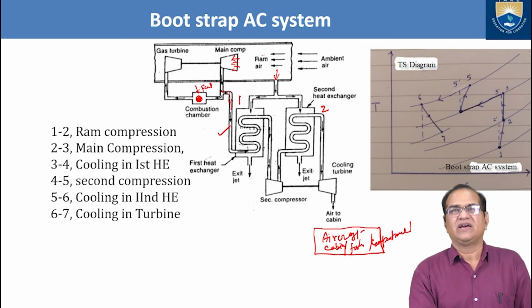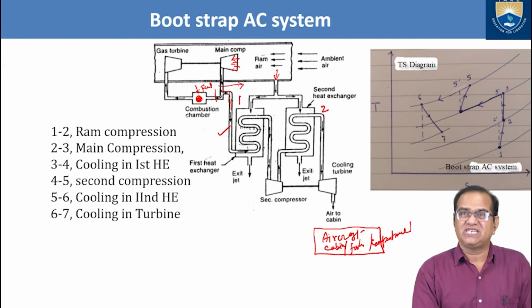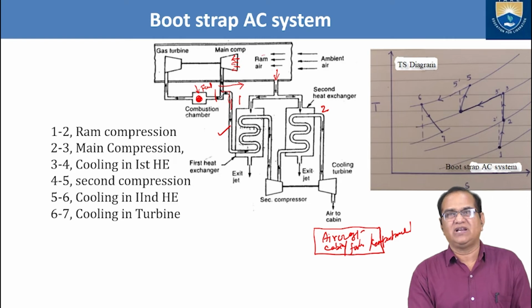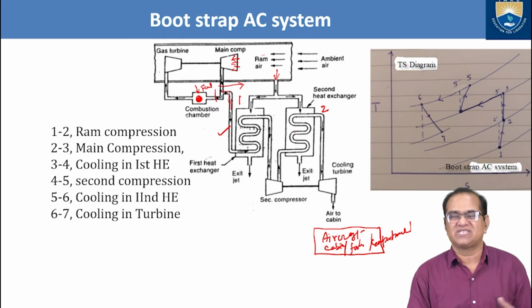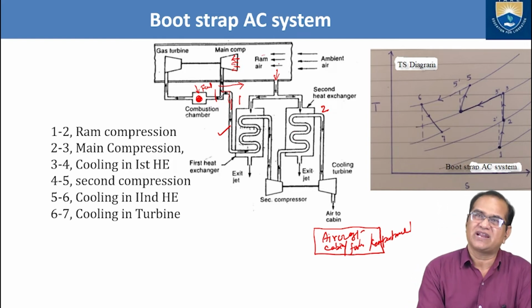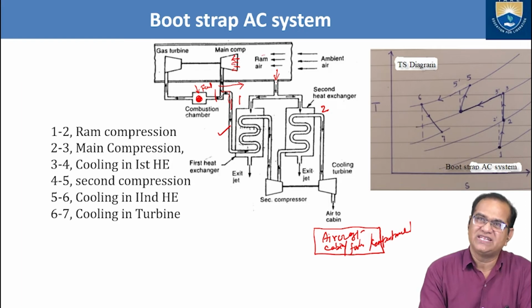So we are not concerned with this side, but we are very much concerned with how this side is working. In the basic one, we have seen that there was only one heat exchanger, but here we have two heat exchangers, that is why it is called bootstrap. One more step is given. And if you see here, the ram air, which is already cooled, is entering both of these heat exchangers, and the high pressure air, which is called the bleed air.